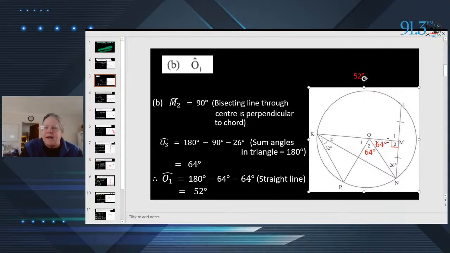KOM is a straight line, and O1 is part of that straight line. So if we use the straight line theorem, we can now say O1 equals 180 minus the 64 minus the other 64, and O1 will end up being 52. The reason is it's a straight line. So let's put the 52 where it should be. Now we've done all of that, so we've answered question B.